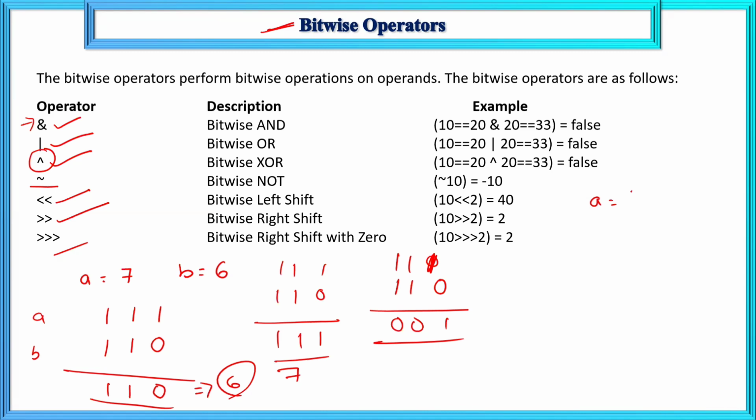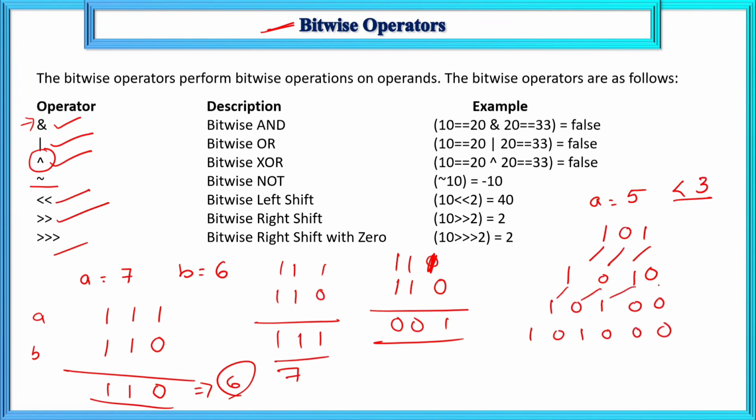Suppose A is equal to 5. What is the left shift? 5 is converted into binary. Okay, left shift by 3 times. Simply move to the left side. 0 is added. This is the first left shift. 1, 0, 1, 0. This is the second left shift. 1, 0, 1, 0, 0. This is the third left shift. For each shift operation, one bit moves to the left side.